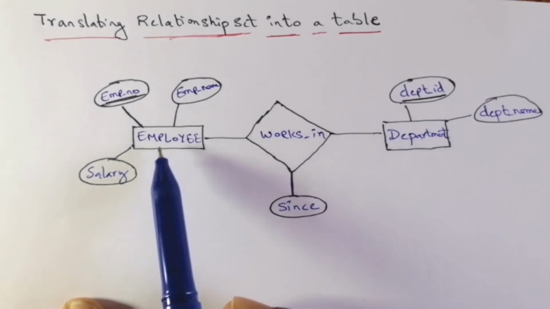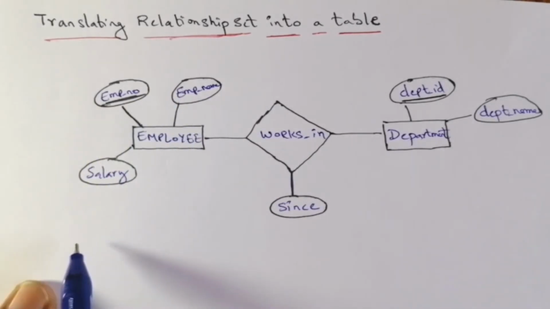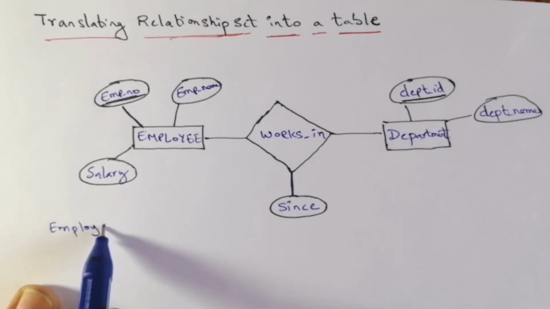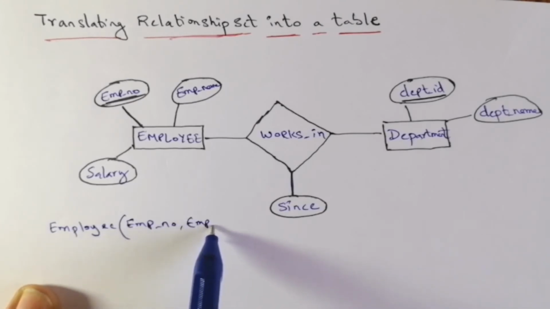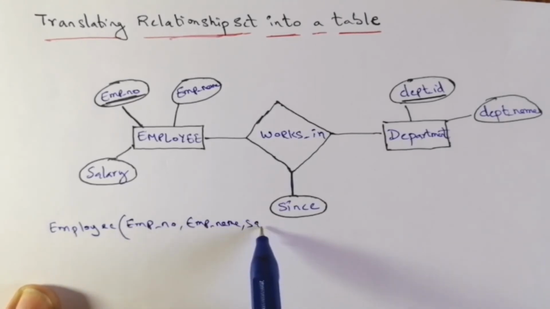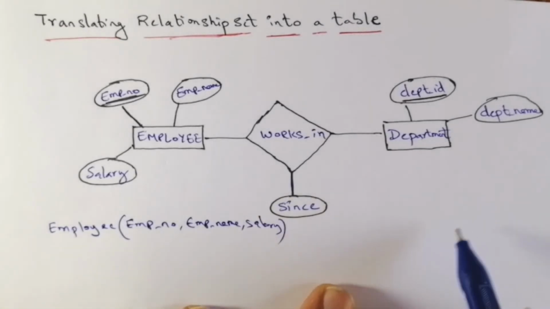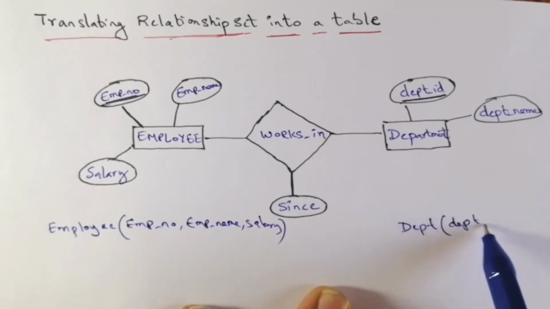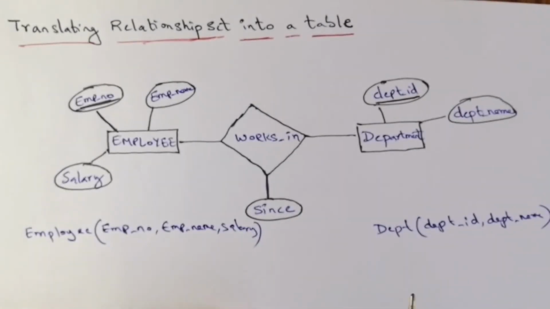We know that all three employee attributes are simple attributes, so all are going to be taken in a single relation. That is, employee is going to have employee number, employee name, salary, right? It is going to be one relation. And now department is going to have department ID, department name, right? So that is clear.